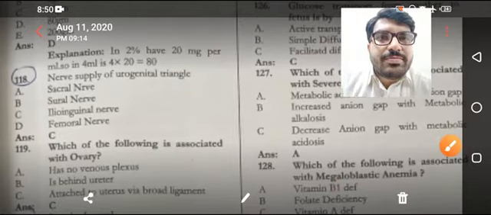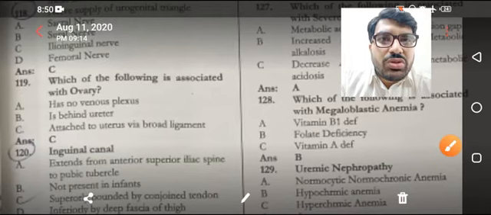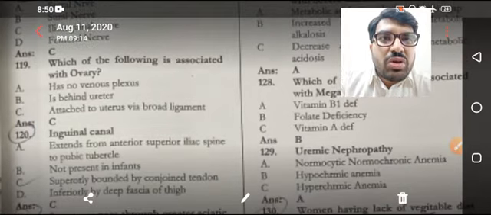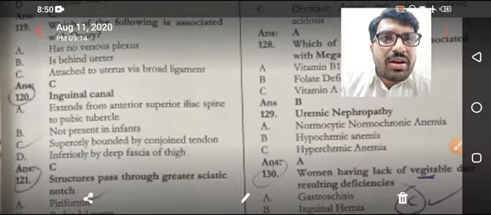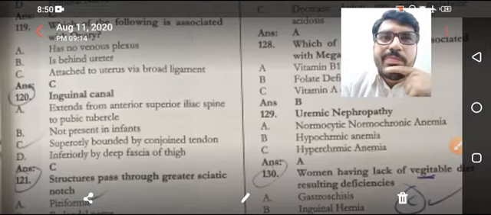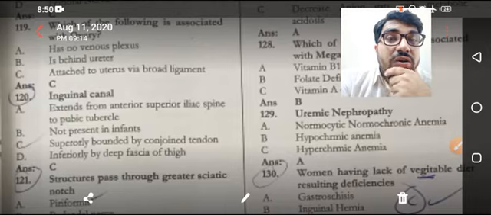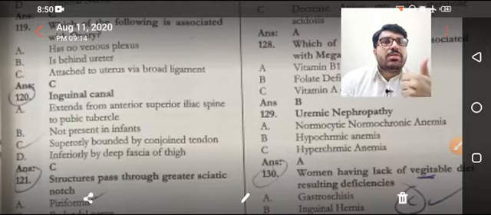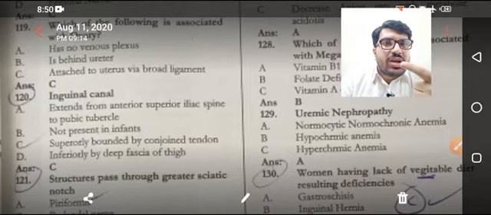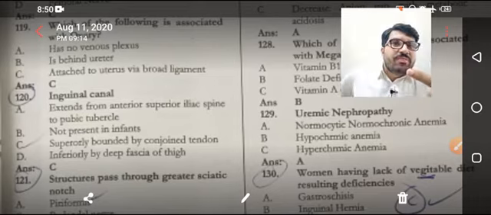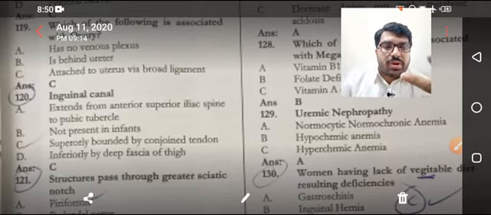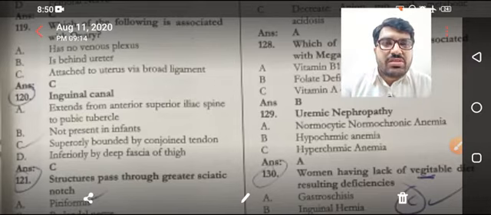Which of the following is associated with the ovary? Attached to the uterus by the broad ligament. And which portion of the broad ligament? That is the meso-ovarium. Now over here, is the ovary intraperitoneal or extraperitoneal? Intraperitoneal. Is the fallopian tube intraperitoneal or extra? The answer is intraperitoneal. Is the uterus intra or extra? The answer is extraperitoneal. We must learn these things.